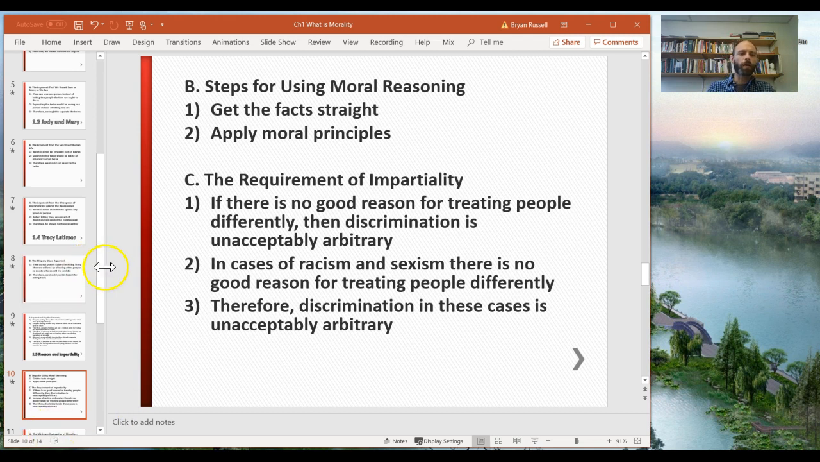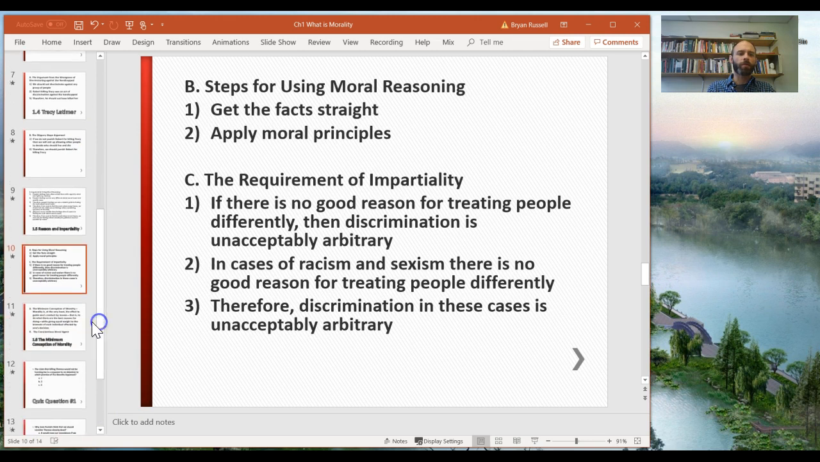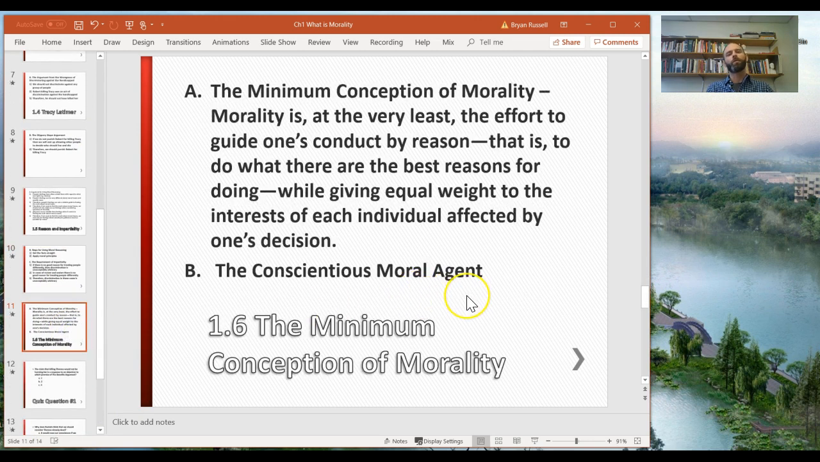All right, so what's the conception of morality that this leads to? The minimum conception of morality, he says, has the features that any acceptable morality will have. Any acceptable morality, he says, will be, at the very least, the effort to guide one's conduct by reason. That is, to do what there are the best reasons for doing.